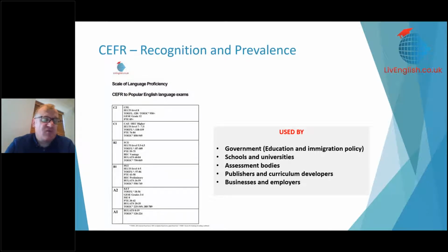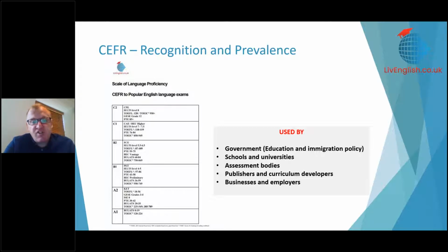Schools and universities do that all the time in their recruitment policy. For instance, you need to have a CFR level and therefore then take an exam potentially, or be able to demonstrate that you have that CFR level. Publishers and curriculum developers in the language domain, but nowadays even beyond the pure language domain, are using the CFR to describe their course books, to inform their material creation.